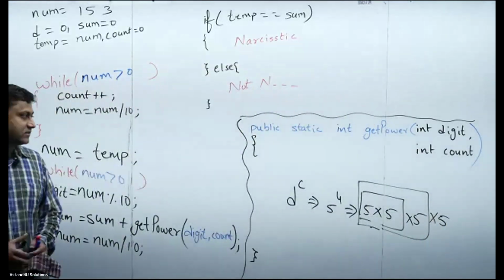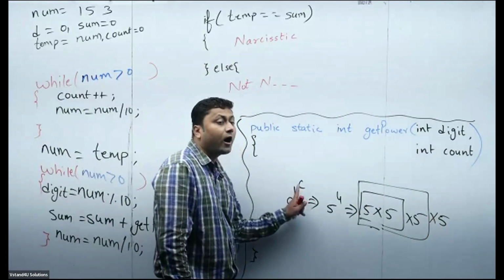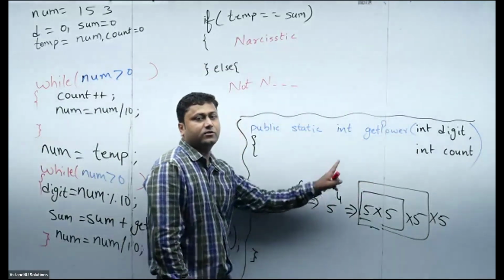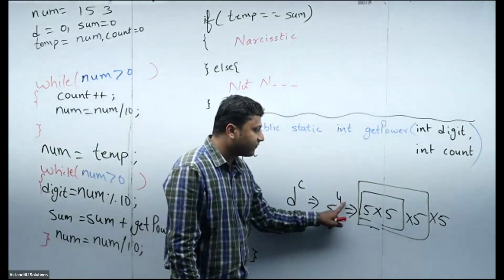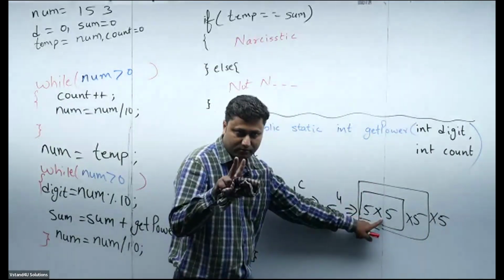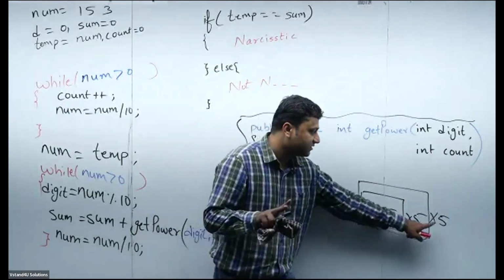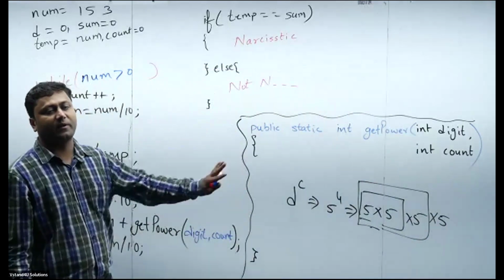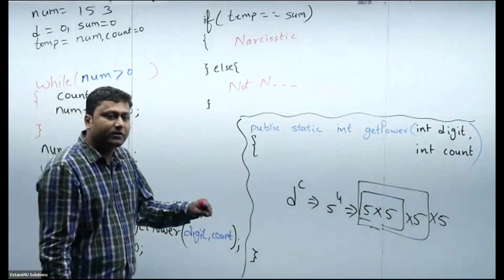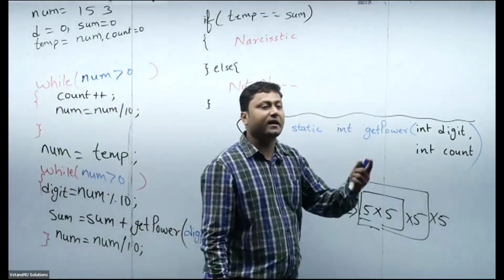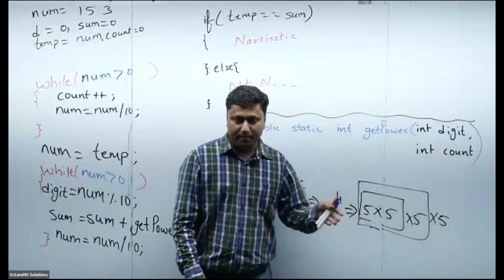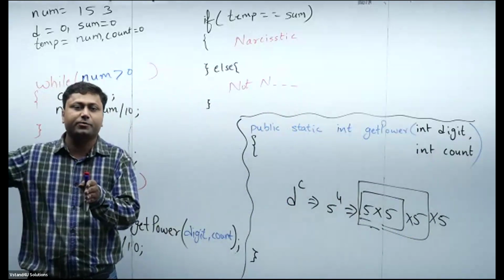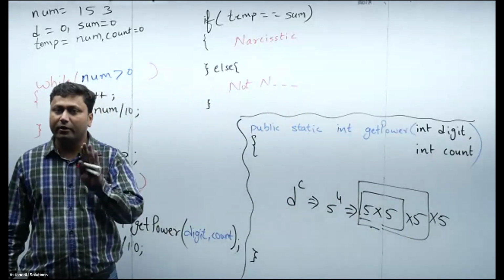See, this power is telling how many times I have to multiply. Digit into digit into digit into digit. 5 to the power 4 means 5 into 5, 2 done. Twice I've done. Then thrice, then 4. Am I clear? Basically, this is what we have to do programmatically. Digit should be multiplied by itself. How many times? Count times. Base and exponent are there. Base should be multiplied by base. How many times? Exponent times. Are you getting the point?